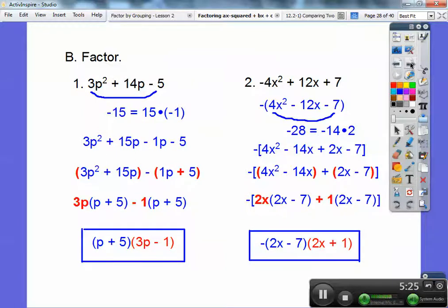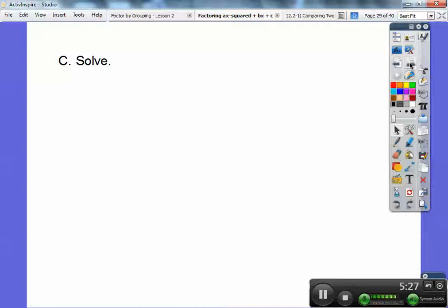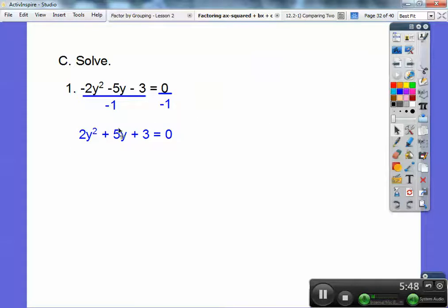All right, let's try some of these. We're solving these, so let's solve this one. Here I'm going to divide both sides by -1. 0 divided by anything is 0. I'm dividing both sides by -1 because I want this to be positive. I always want my squared term, my quadratic term, to be positive. So I just changed the signs, and then I'm going to do smiley face factoring.